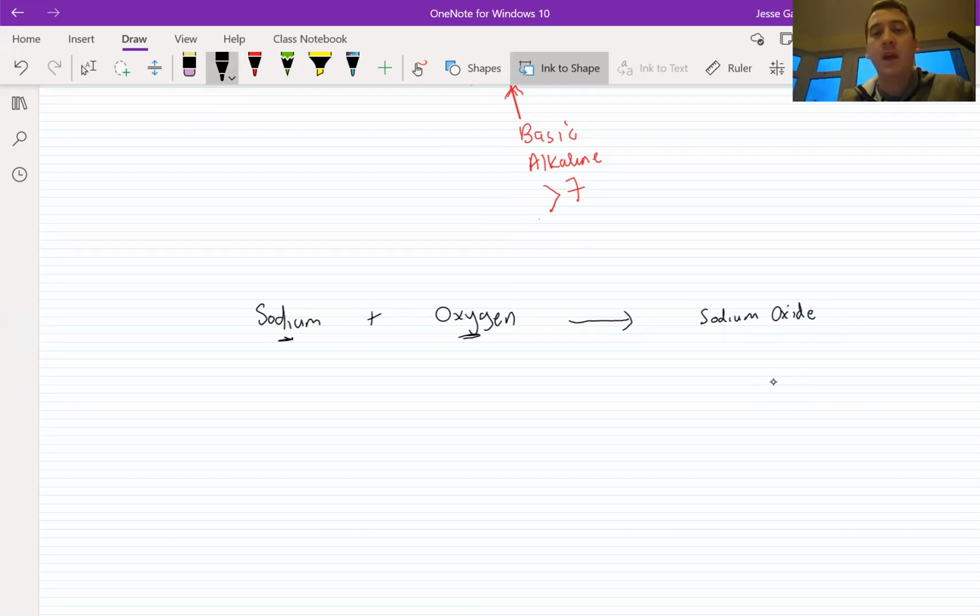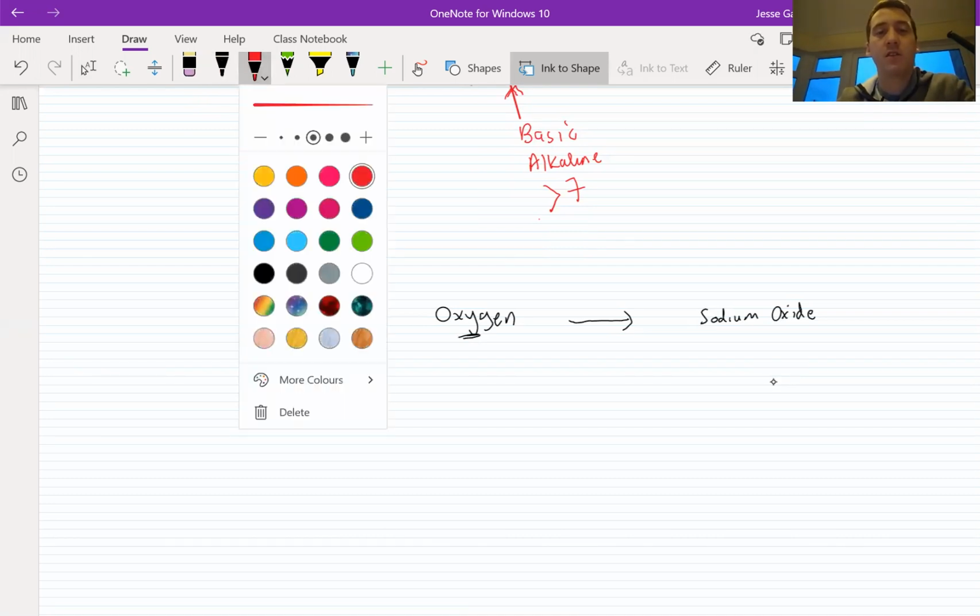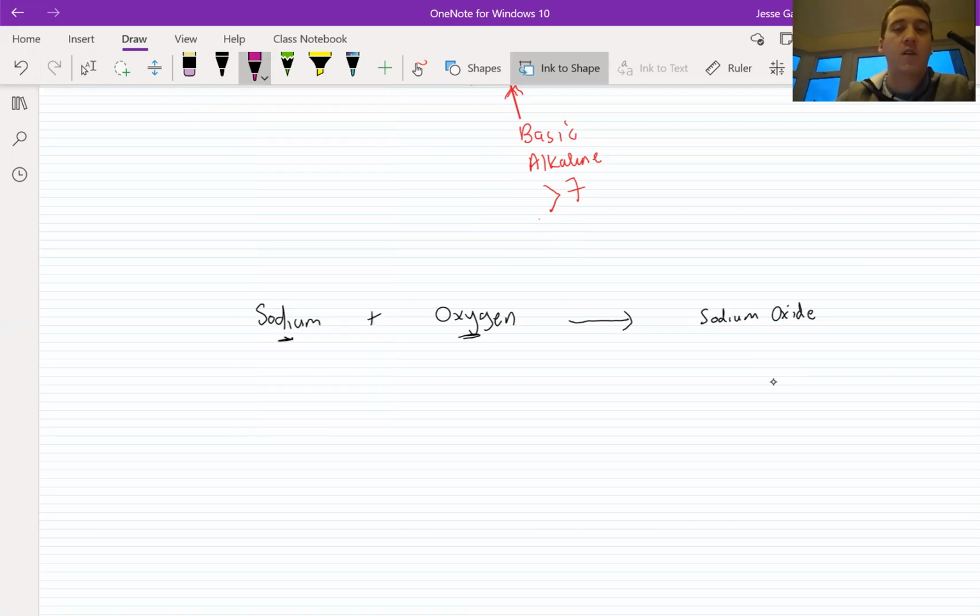Now, let's write a balanced equation for this. So a balanced chemical equation where we use the symbols instead of the words. All right, so first of all, let's think about the symbol for sodium. Sodium is Na. Again, I expect you guys to know that at this stage. And we're reacting it with oxygen. Now, oxygen is a diatom, which means it exists as O2.